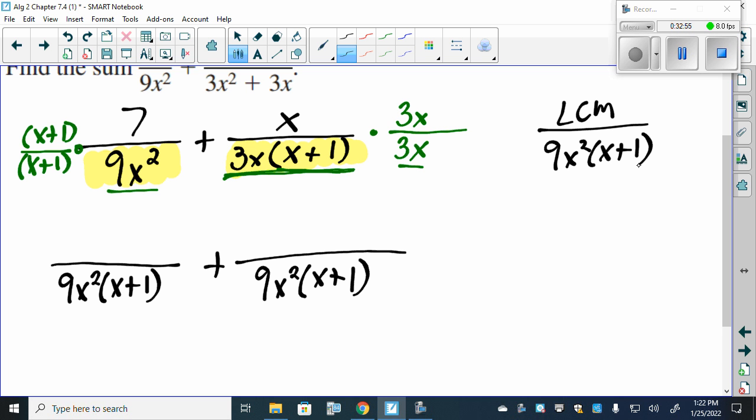Now, for the numerators, we're actually going to multiply it out. So for here, we're going to multiply the 7 by both terms. So we'll do 7 times x, which is 7x. 7 times 1 is plus 7. Here, 3x times x is going to be 3x squared.